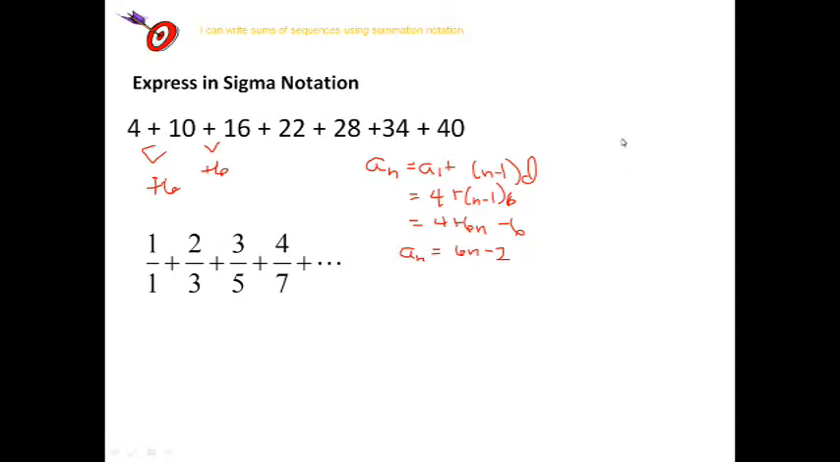So what we're going to do is write that in sigma notation over here. The sum of k equals 1. How many terms are there? 1, 2, 3, 4, 5, 6, 7. K equals 1 to 7 of 6n minus 2. There you go. So to write something in sigma notation, find a rule for it, count the number of terms, put it all together. You guys try the second one, okay?